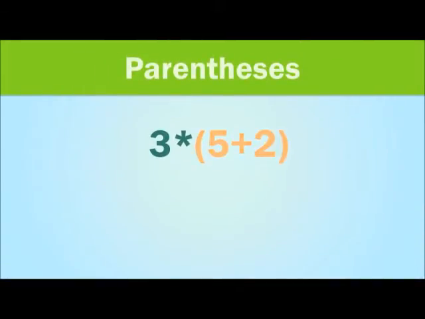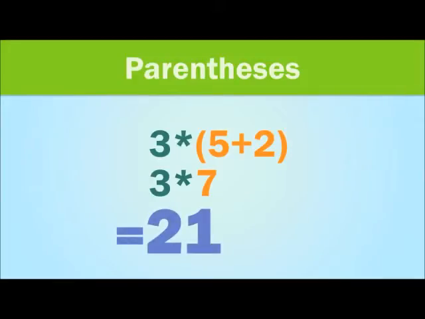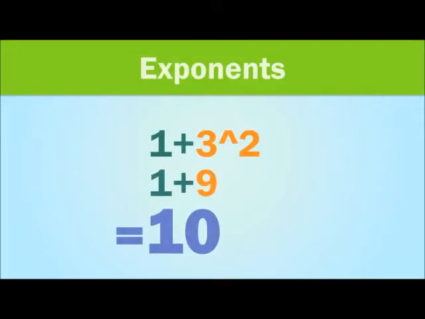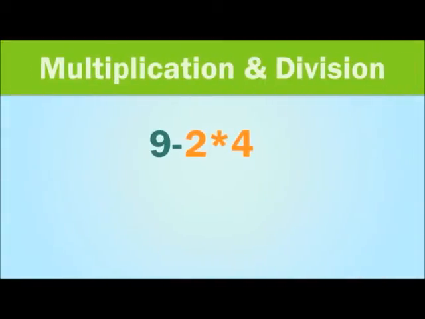In this formula, 5 plus 2 is in parentheses, so we'll calculate that first to get 7, and then we can just multiply 3 times 7 to get 21. This formula contains an exponent, 3 to the power of 2, and we'll need to calculate that first before doing the addition. If you have multiplication or division, that will come next. Here we multiply 2 times 4 to get 8, and 9 minus 8 equals 1.